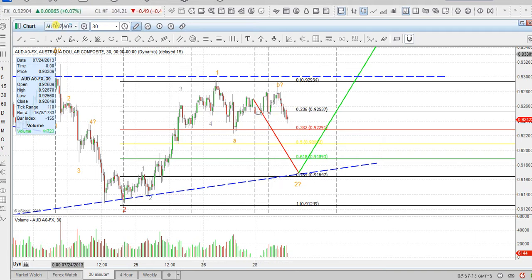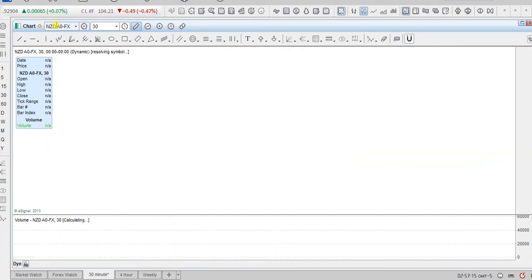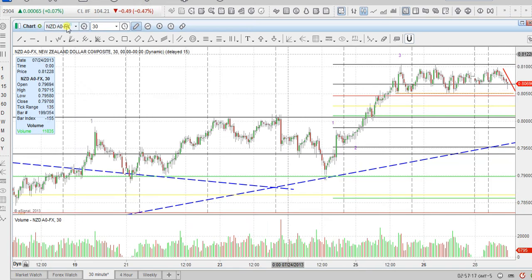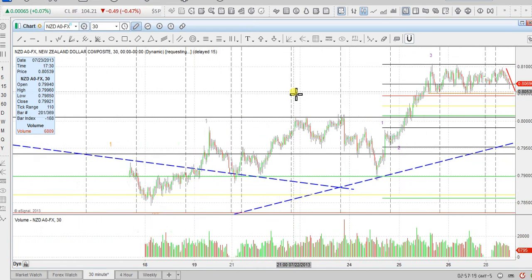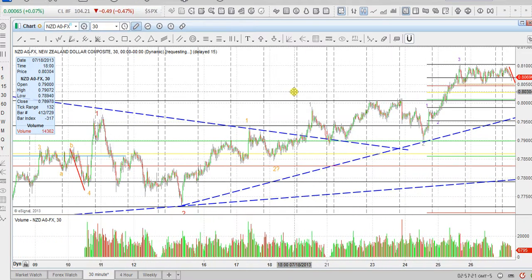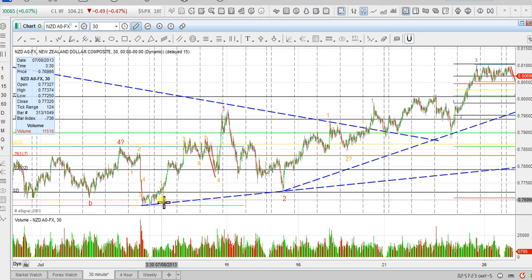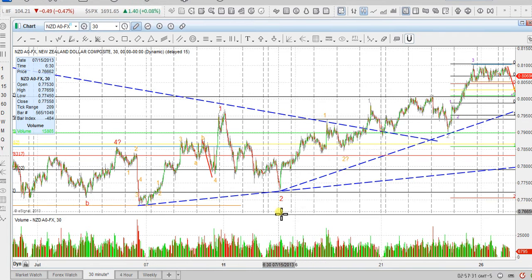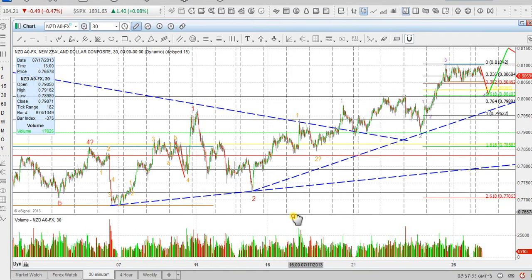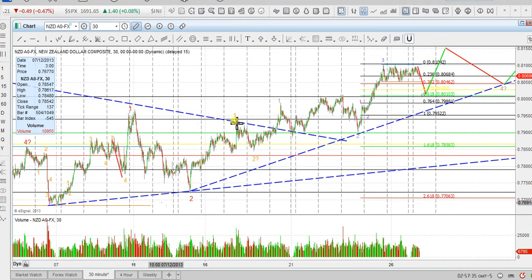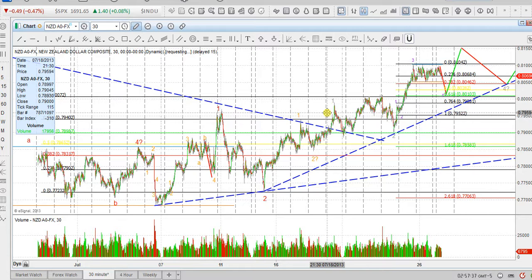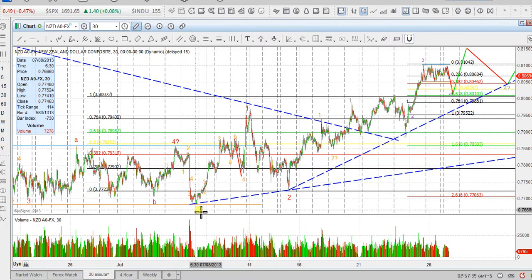Another pair I want to look at is that Kiwi. So the Kiwi dollar, something similar to that of the Aussie. Same thing with that reversal. We see that it started out with wave 1, followed by a 76.4% correction, which also bounced off an ascending trend line. And then now we're working on that third wave. Now prices did a 100% move off that initial wave 1.